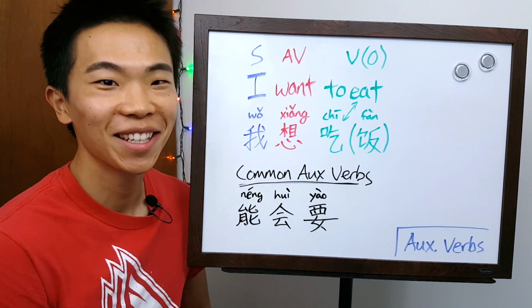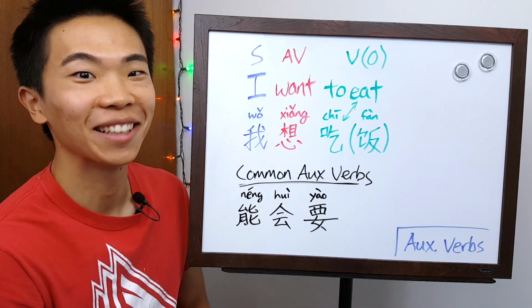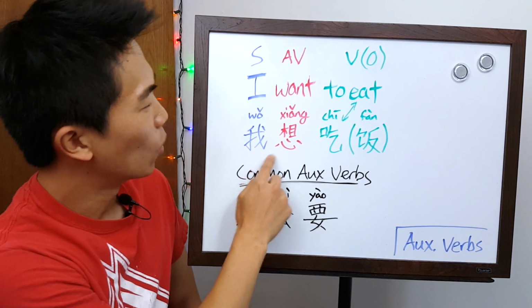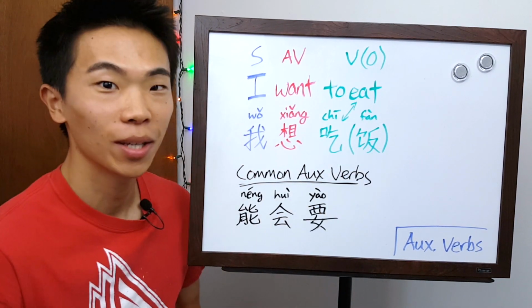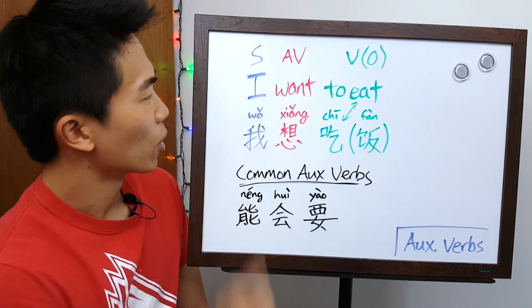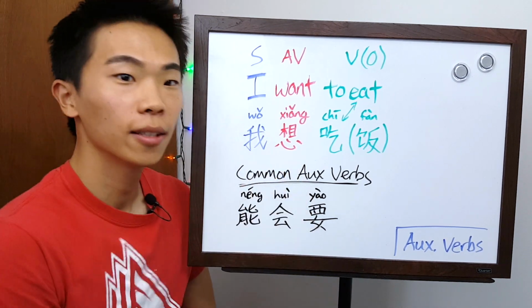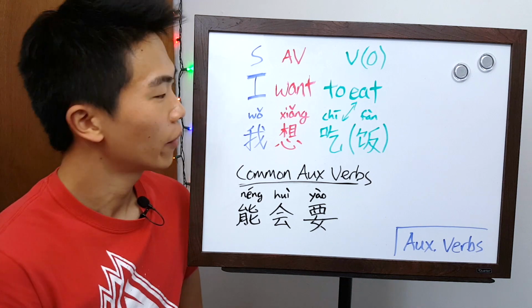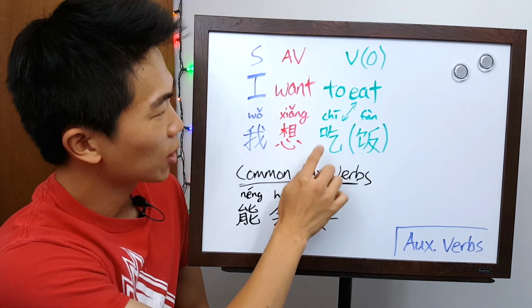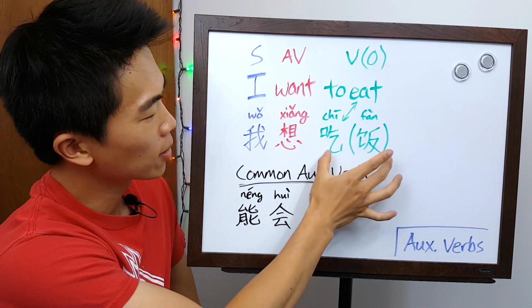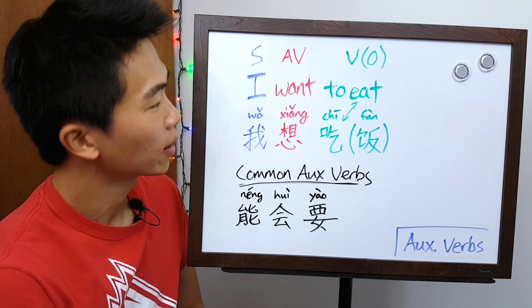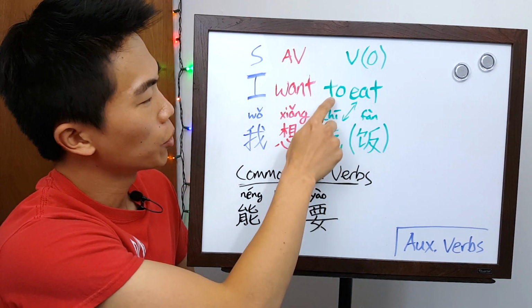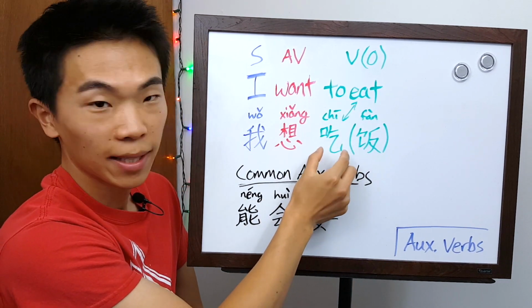Lucky for you, in Chinese, it's exactly the same thing. Everything just kind of runs down. 我想吃饭 is I want to eat. 我 is your subject. 想, want, is your auxiliary verb. And then 吃 is actually eat. So this part's a little different, so let me explain this really quick. 吃 is eat. There is no to in Chinese. The verb stands by itself.